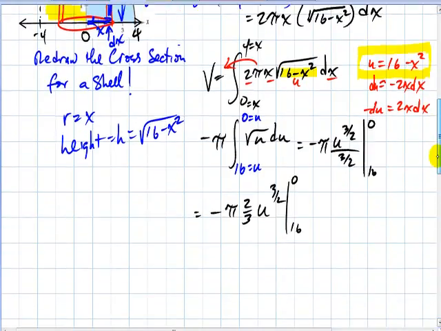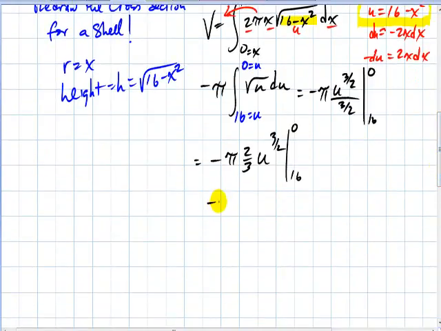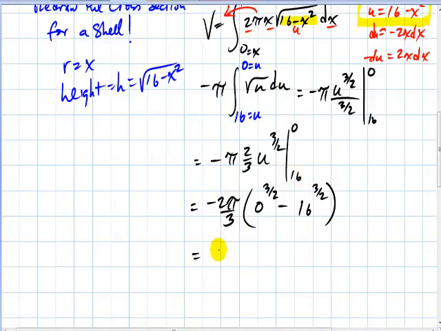Okay, so what is that? Let's finish that. So I've got negative 2 pi thirds. Evaluate the function at 0 first, so that's 0 to the 3 halves minus 16 to the 3 halves. Evaluate the function and just keep the constant out and just evaluate the variable at these upper and lower limits. That's the easiest way to handle it. So you get negative 2 thirds pi times negative something. That's a 0 minus something. It's negative. The square root of 16 is 4.